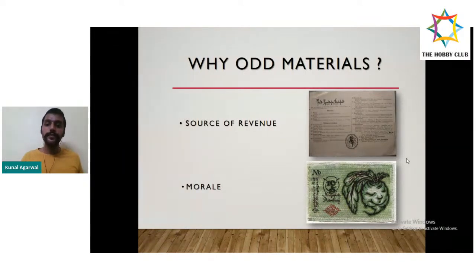This design was actually submitted by a war soldier who was on the lines of fire, and he designed it and sent it here, and they used it there. So this has a good story to it, and it actually boosts the morale of the people.